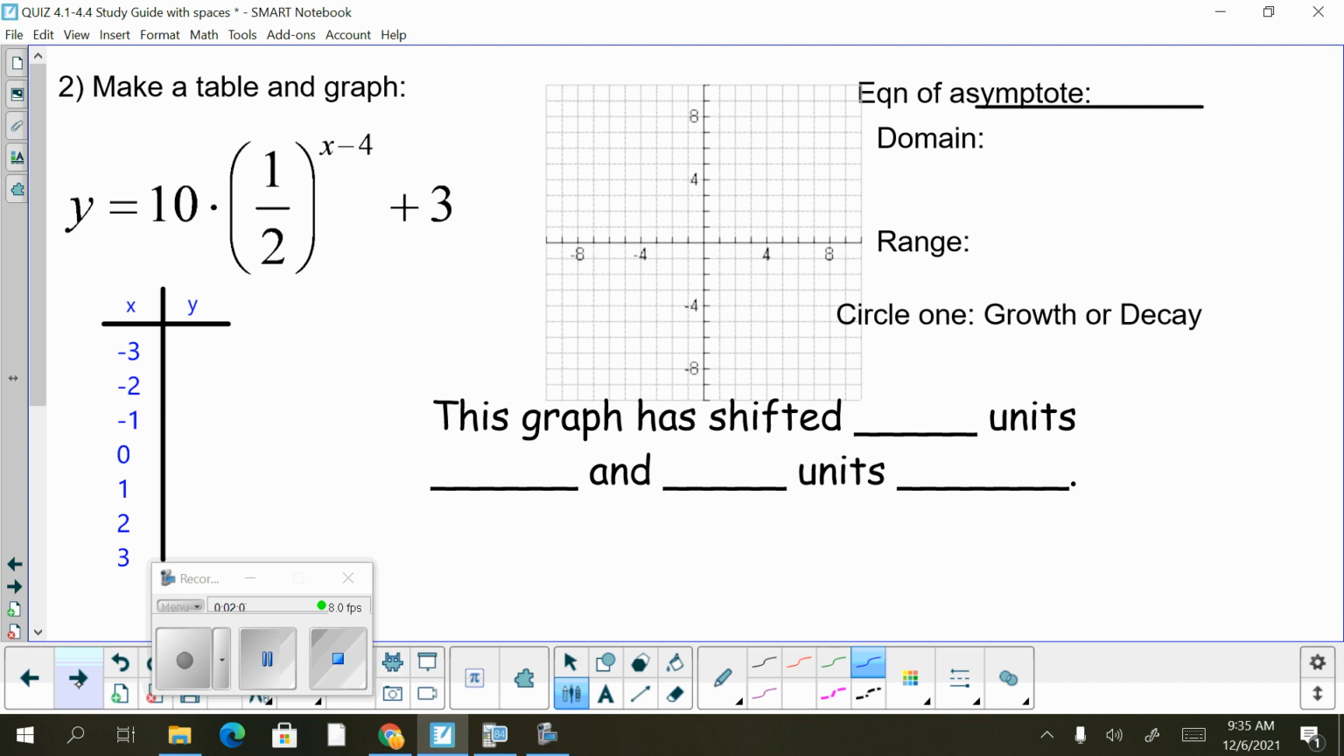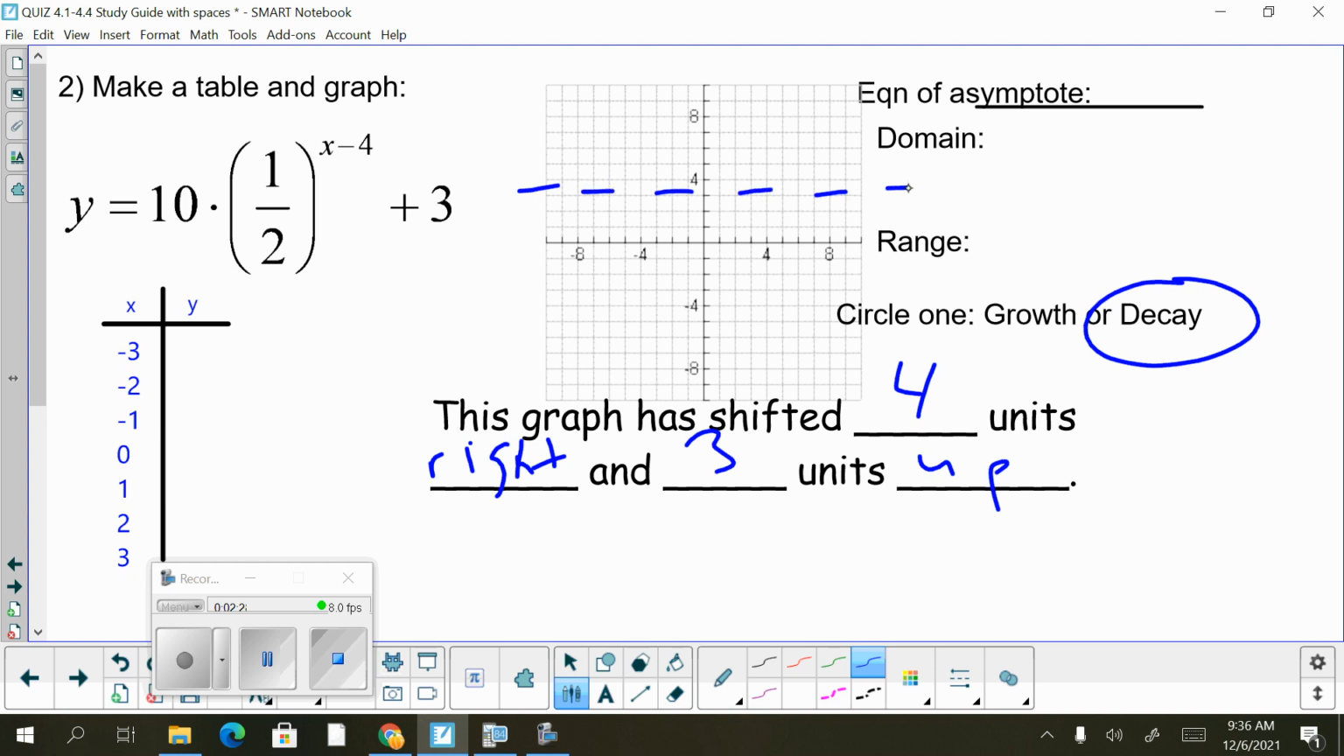Second one, this time our starting point is 10, and our growth factor is 1/2. So this will be decay. I know that before we even start. There is going to be a 4-unit right shift and a 3-unit up shift. It's the up and down shift that will move our asymptote. So before I even begin, I know my asymptote will have been moved up to y equals 3.